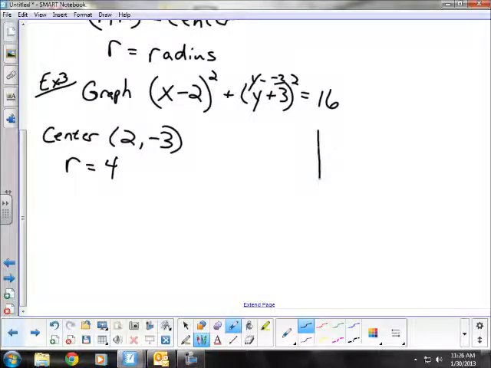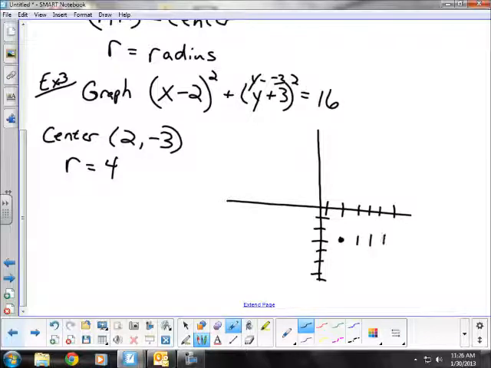So you just go to the graph, go over 2 and down 3. There's my center. And from there I'm going to go out 4 units in every direction that's either horizontal or vertical. And then you connect the dots, and if you've drawn your hash marks correctly, it makes a nice circle. Don't make diamonds on your paper. Curve it.